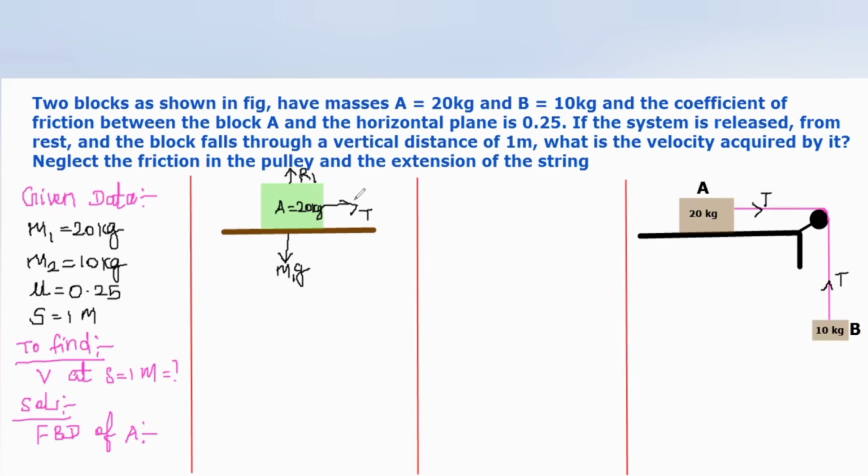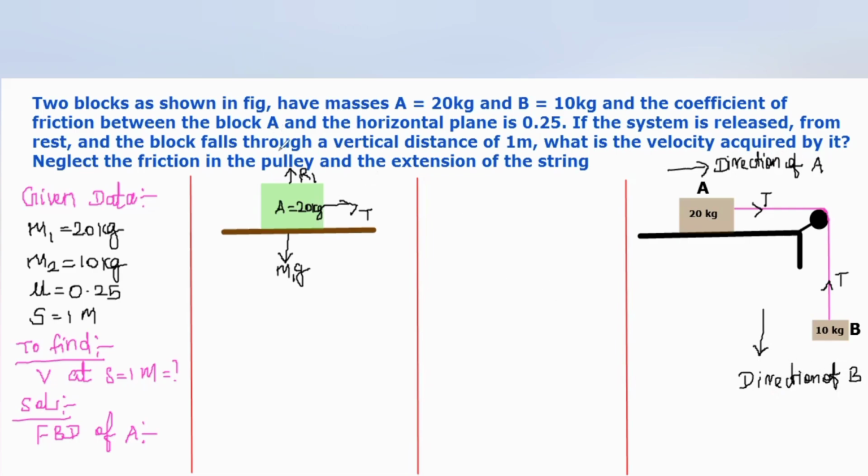Okay. And then here, the direction of motion of object B is downward, and of object A is towards the right side. That means for object A, the direction of motion is towards the right side. In the same way, for object B, the direction will be towards downward. So this is the direction of object B.